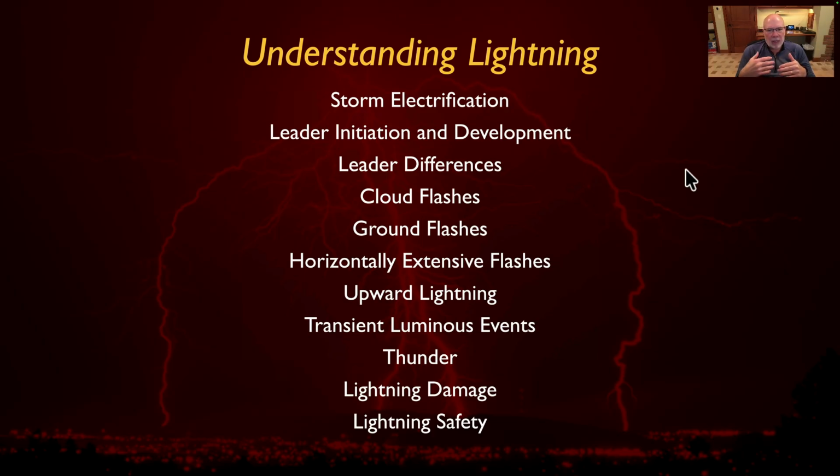This is lightning that initiates from tall objects on the ground and actually travels upward. And that is my primary focus in lightning research. And we'll talk in depth about that type of lightning. And we'll get into transient luminous events, which are also caused by horizontal extensive flashes. And then we'll look at thunder and again get into the damage that lightning can cause. And finally, we'll wrap up with lightning safety.